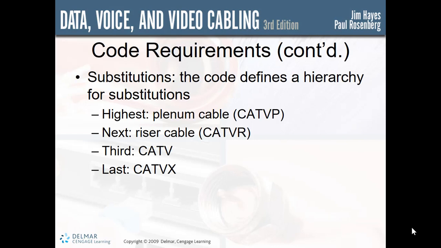Substitutions that we might find. The code defines a clear hierarchy of cable substitutions. The highest of the cable types is plenum cable, and it can be used anywhere at all. The next highest would be the riser cable, the CATVR. And the third in the list is CATV, which can be used anywhere except in plenums or risers. Last will be the X, which can be used only in dwellings and in raceways. As always, only plenum types of cables can be used in plenums, riser types in risers, and so on.